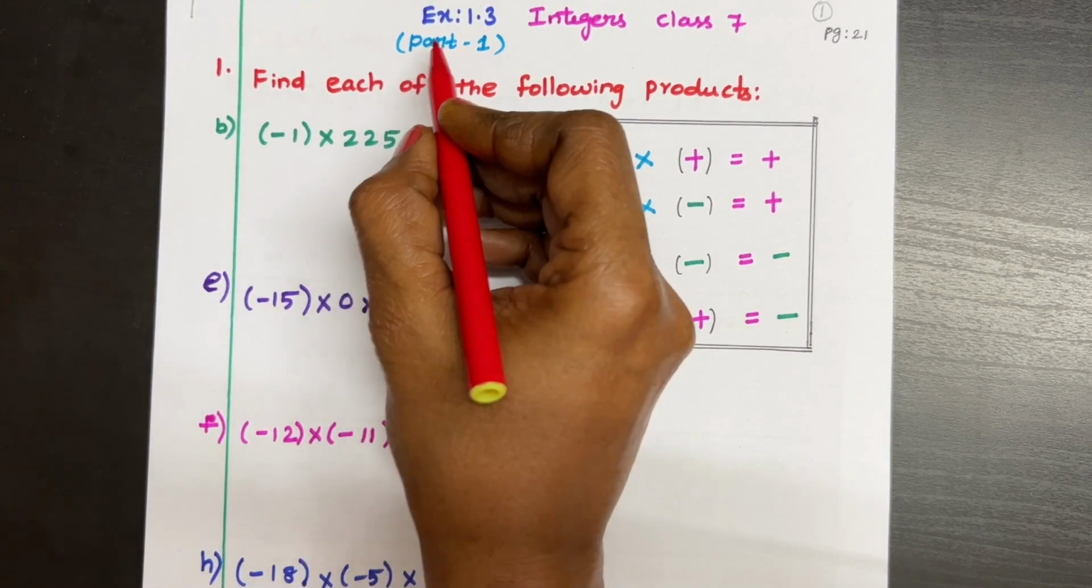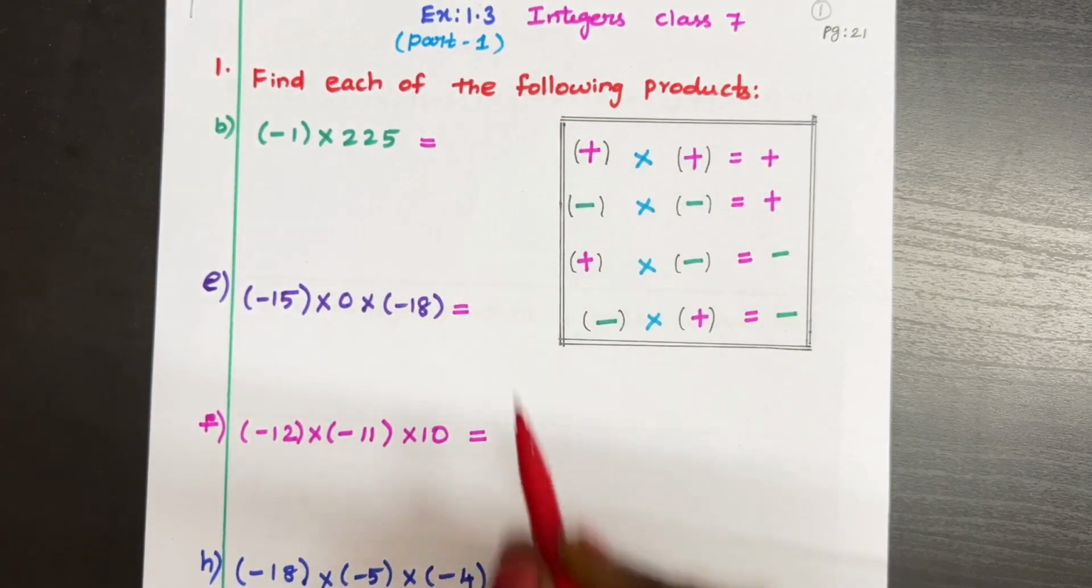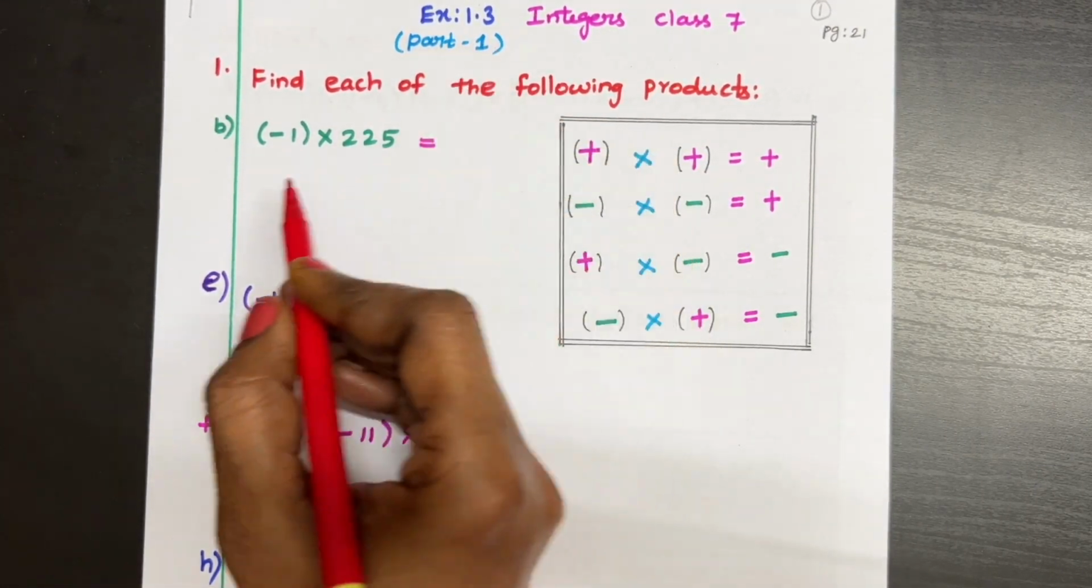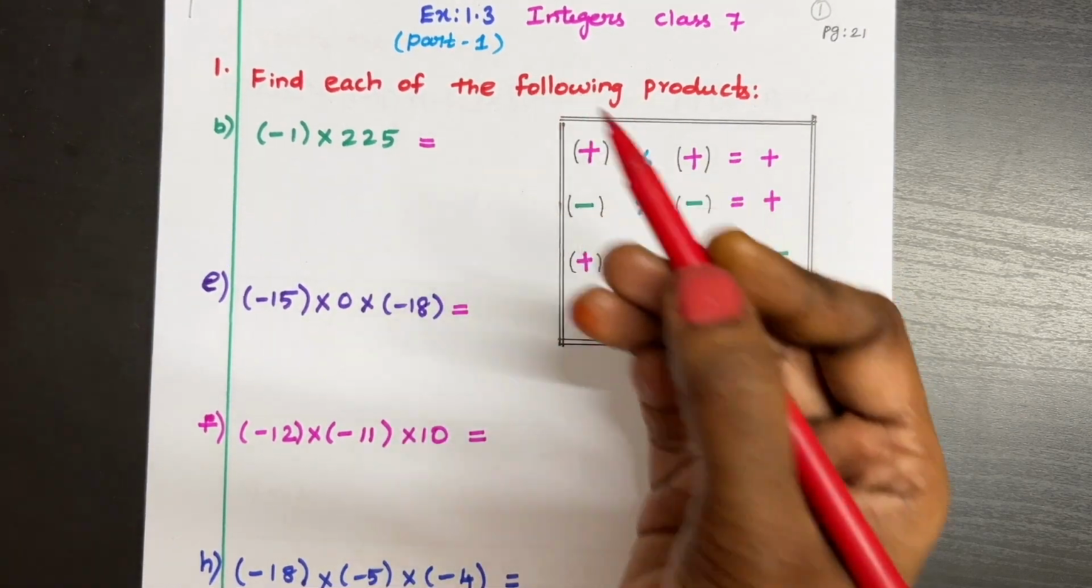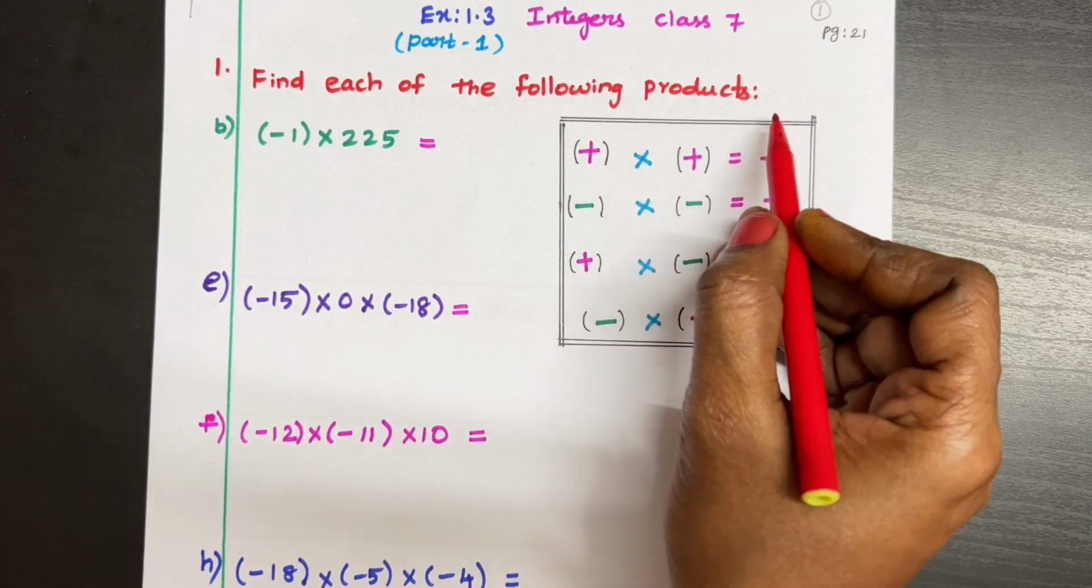We are going to learn exercise 1.3 of integers. We are going to do this as part 1 and part 2. Part 1 deals with only numbers and part 2 deals with statement problems. Now, number 1, find each of the following products.